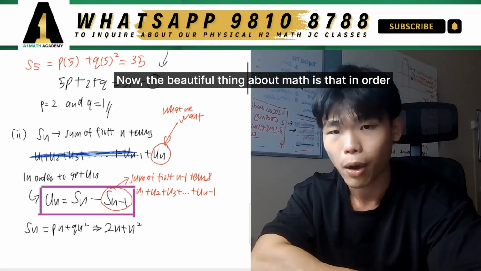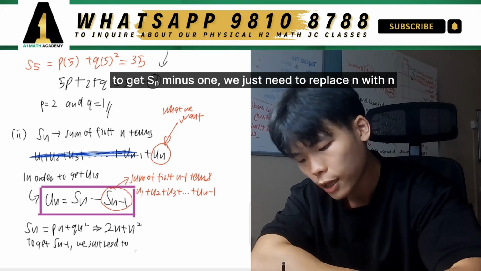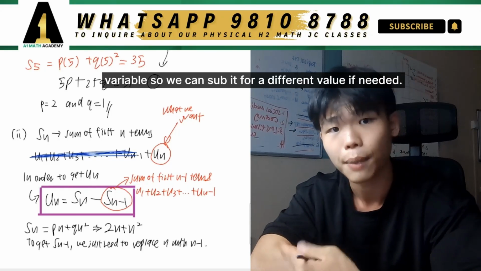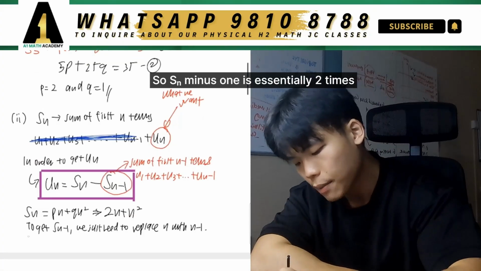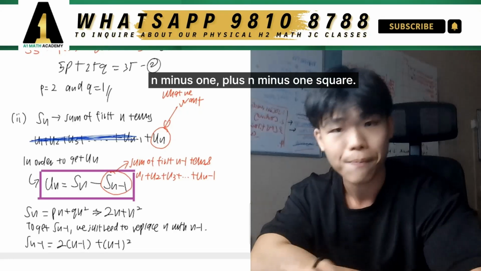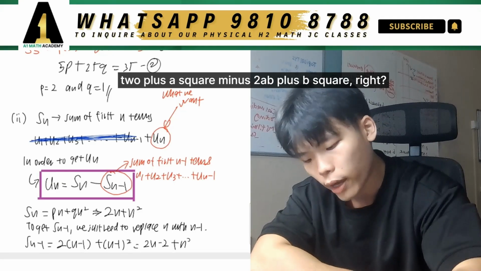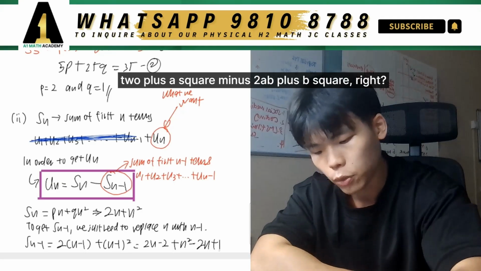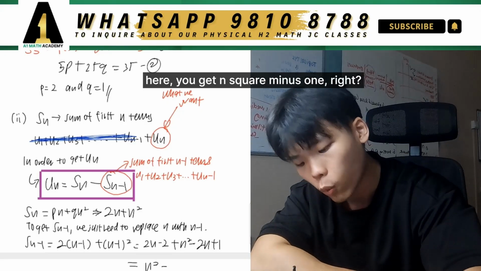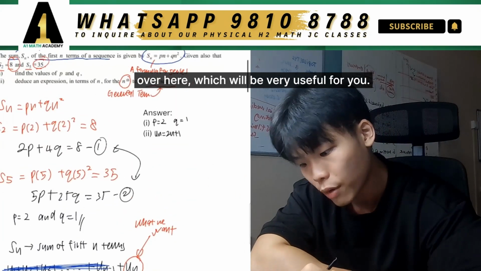Now the beautiful thing about math is that in order to get Sn minus 1, we just need to replace n with n minus 1, because at the end of the day, n is just a variable, so we can sub it for a different value if needed. So Sn minus 1 is essentially 2 times n minus 1 plus n minus 1 squared. And then if we were to expand this, we'll get 2n minus 2 plus a squared minus 2ab plus b squared, right? And then if you further simplify this over here, you get n squared minus 1, right? Very simply put, you're able to derive this equation over here, which will be very useful for you.